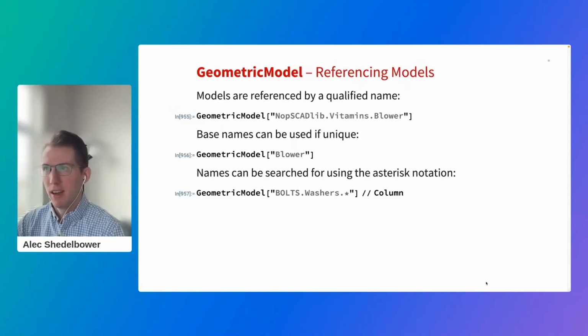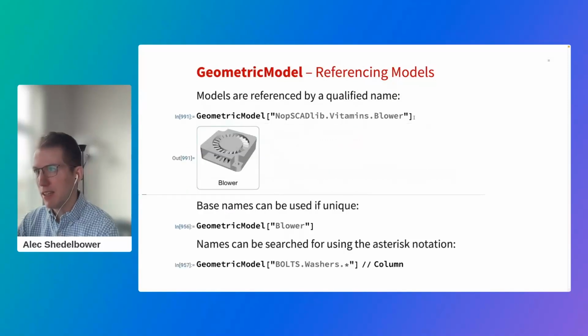All right, so first up is the new geometric model symbol that's available from the geometric models packlet. In order to actually reference a model, you can give it its fully qualified name. Here we start with the library we source it from, the category, and the name of the actual model. So we can just evaluate that, and we see we have this little box here that represents our model.